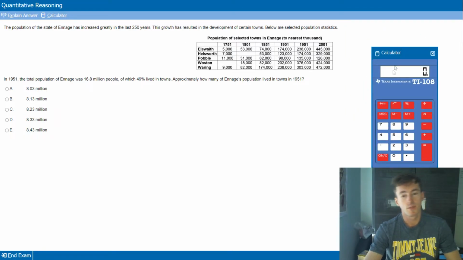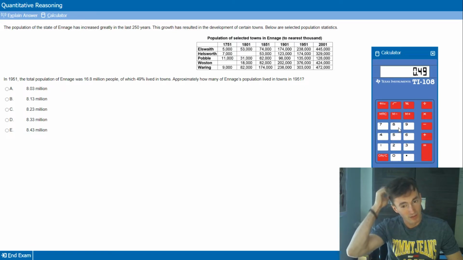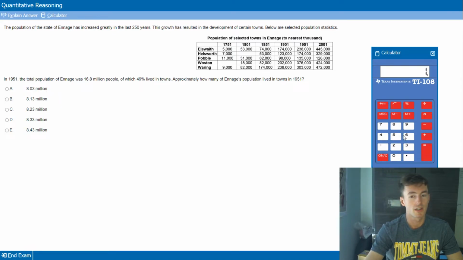All we need to do is a simple percentage of the total, and this is why you need to be really familiar with decimals and percentages for the UCAT. So to do this, we do 0.49 times by 16.8 million. You don't have to actually write out the full number, which would be 16.8 and then 4 zeros. You can just do 16.8 and then that will give you the answer in millions. This is 8.232 million. So 8.23.